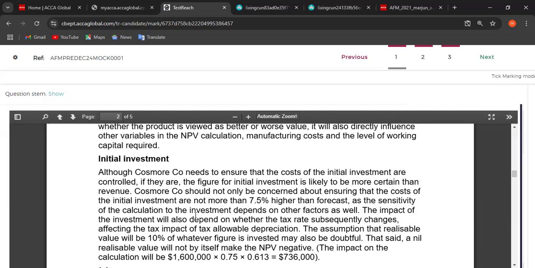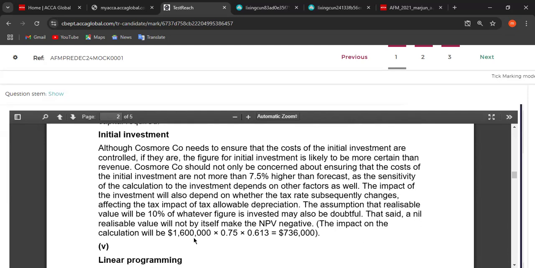The impact of the investment will also depend upon whether the tax subsequently changes, affecting the tax impact of tax law adoption. The assumption that realizable value will be 10%, whatever figure is invested, may also be doubtful. That said, a nil realizable value will not by itself make an NPV negative. So what the examiner is saying is that the initial investment sensitivity is 7.5%. If you increase it by 7.5%, then the NPV will become zero.